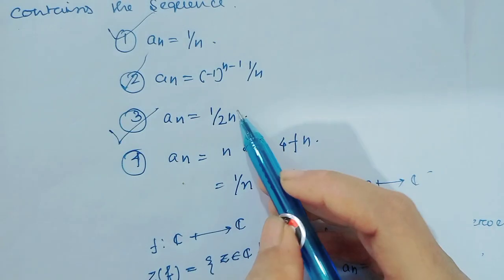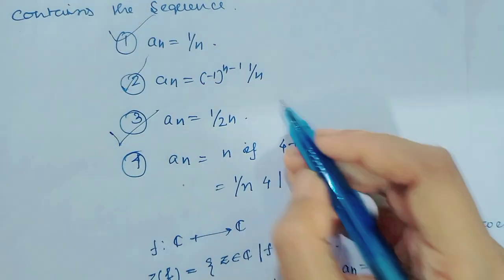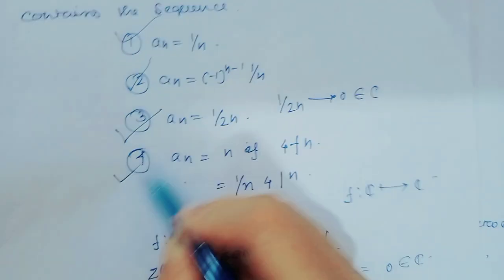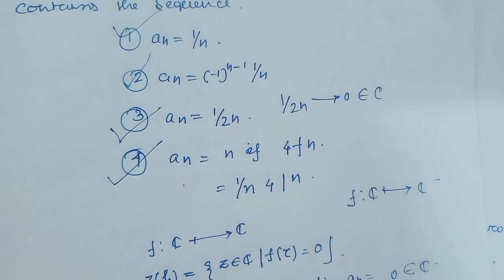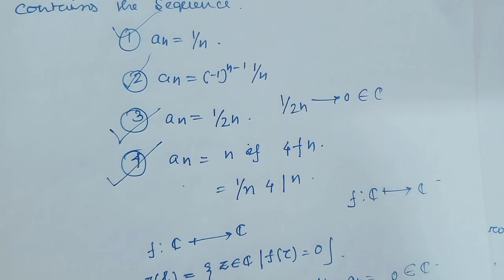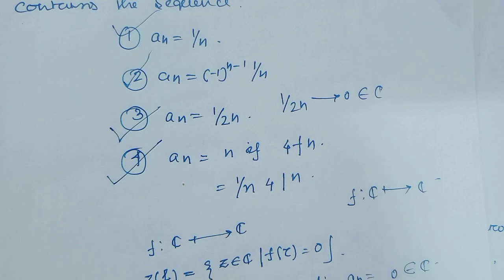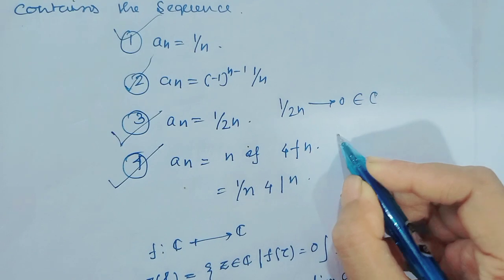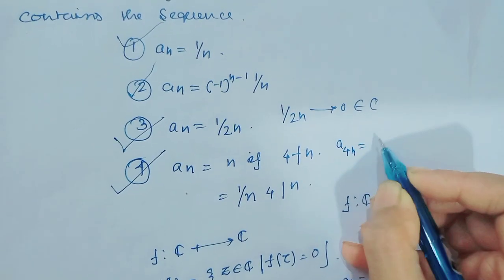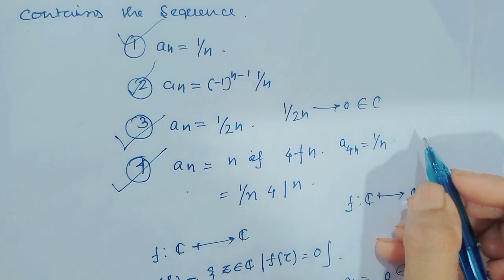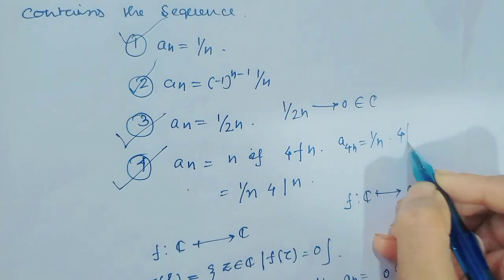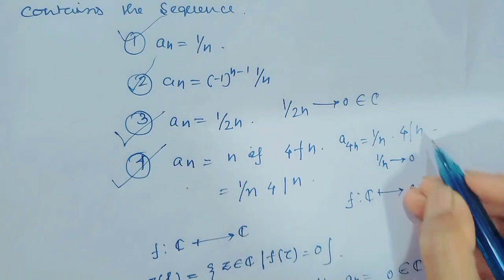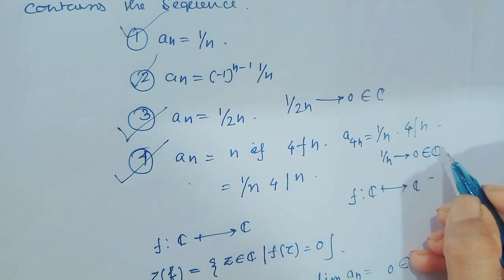Here the zero set contains 1 over 2n, and the sequence 1 over 2n tends to 0, which belongs to C. So this is the right option. Option 4 is also right. Here a n equal to n when 4 does not divide n, and equal to 1 over n when 4 divides n. Obviously this is also a right option, because a n contains a subsequence a 4n, which is equal to 1 over n if 4 divides n, and 1 over n goes to 0, which belongs to the complex numbers C.